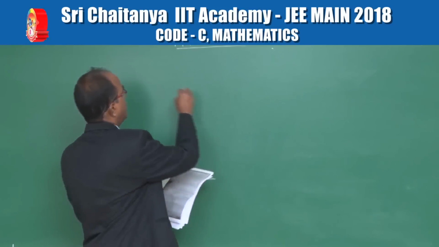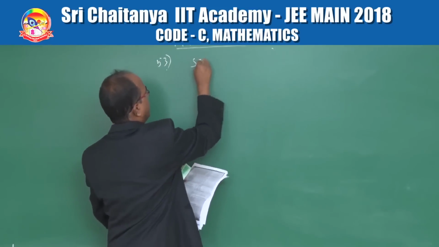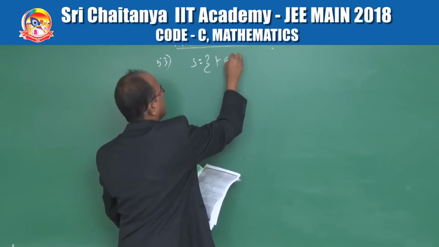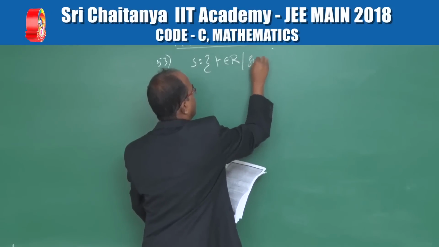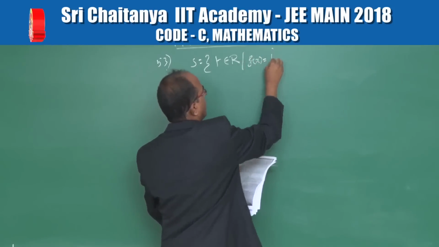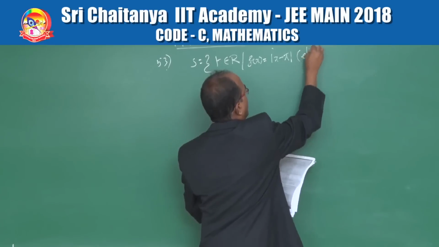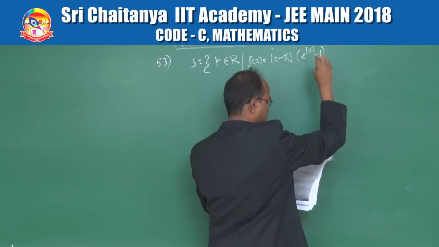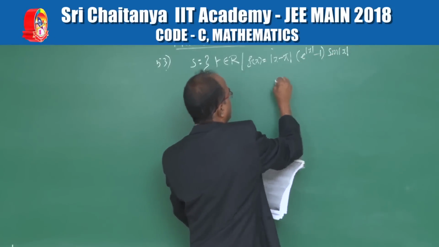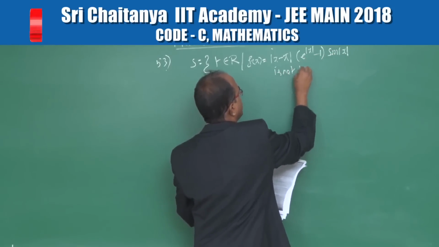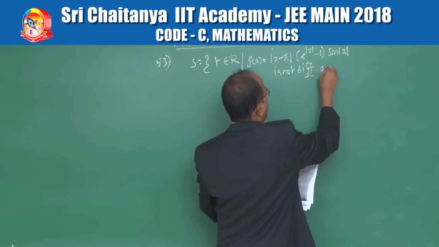We now discuss question 53. S is given to be the set of all t in real numbers such that f of x is mod x minus pi into e power mod x minus 1 into sine of mod x is not differentiable at t.